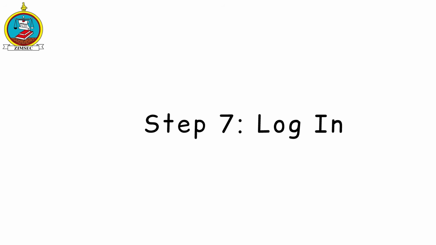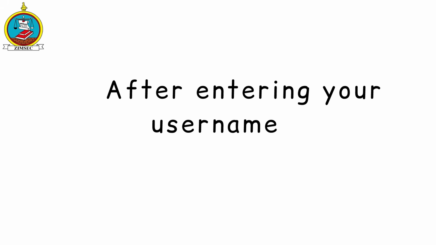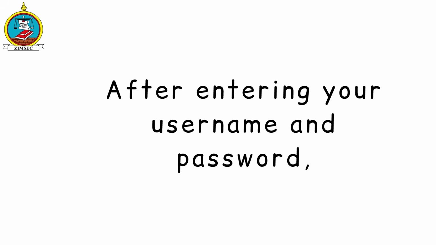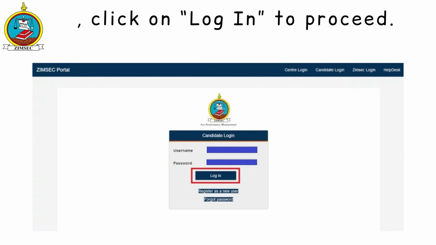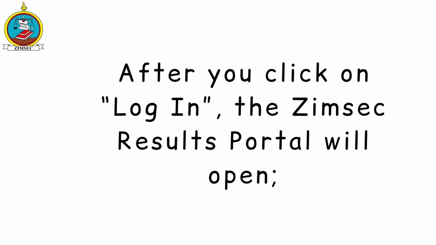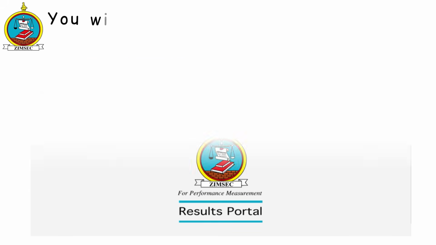Step 7, log in. Here you will need to enter the username and the password you created in step 6. After entering your username and password, you click on log in to proceed, and you should have a page exactly like this one. After you click on login, the ZIMSEC result portal will open, and you will be directed to a page that looks exactly like this one, ZIMSEC results portal.